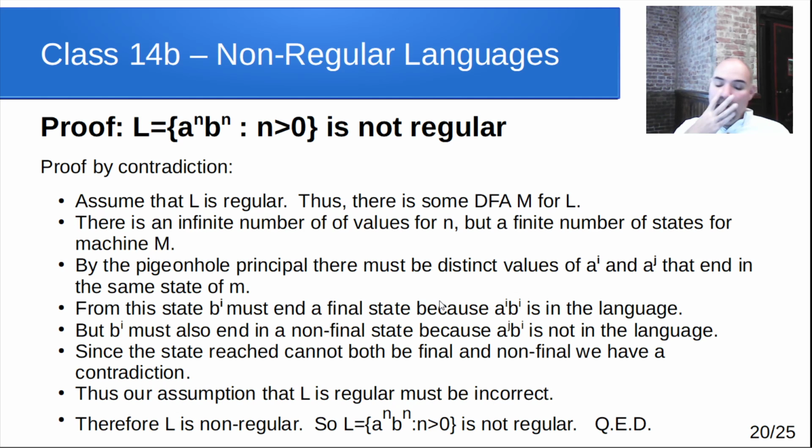Very clever proof. And notice what's cool about this. We didn't even have to know what the machine looked like. We didn't have to know what state we reached, a to the i, a to the j. We didn't have to know that at all. We just had to use this pigeonhole principle to know there has to be one. And if there is one, then this has to be true. And that can't be true. So our assumption has to be incorrect.